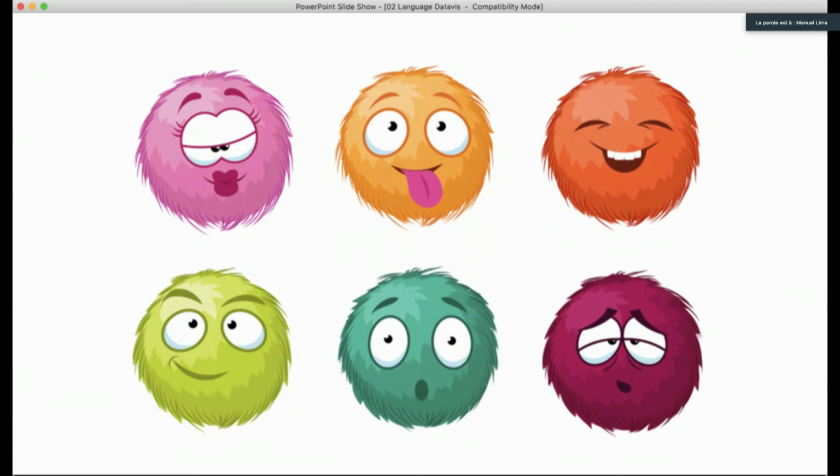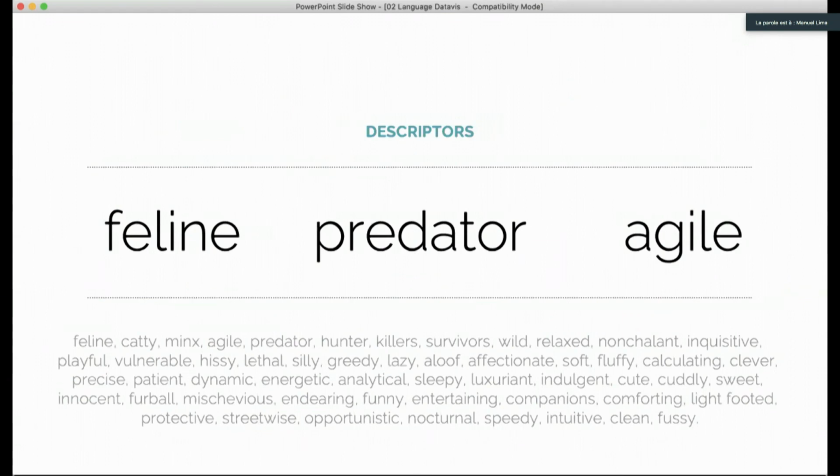at all, right? So you could also try a different approach altogether by using a series of descriptors, words that are characteristic to a cat. Things like agile, a predator, wild, vulnerable, clever, patient, dynamic. But even some of these things feel almost mutually exclusive. They don't even seem to align that well.